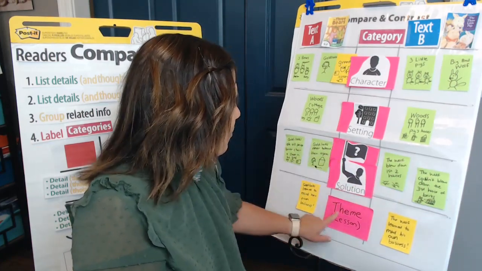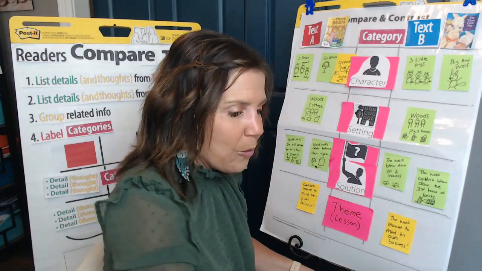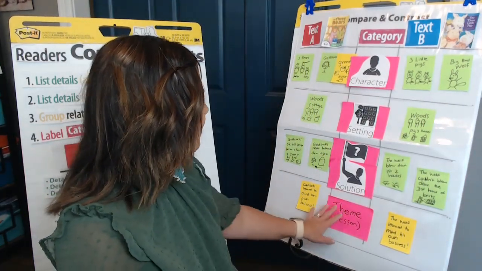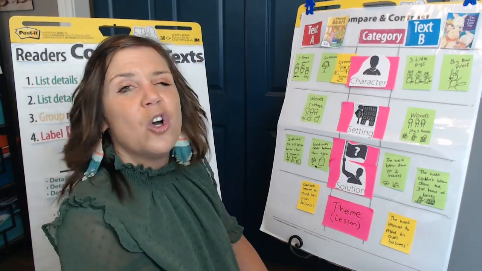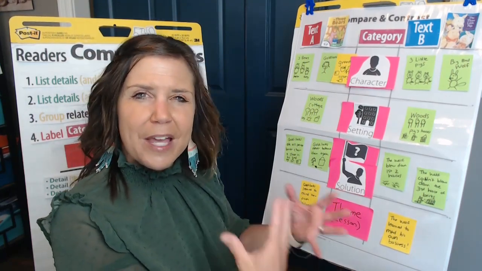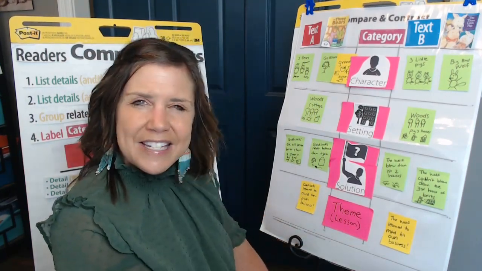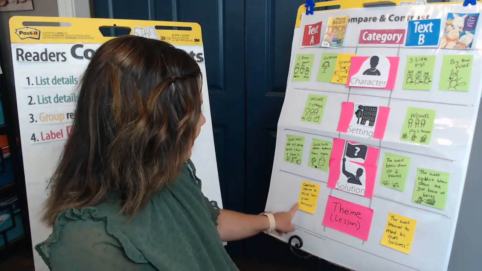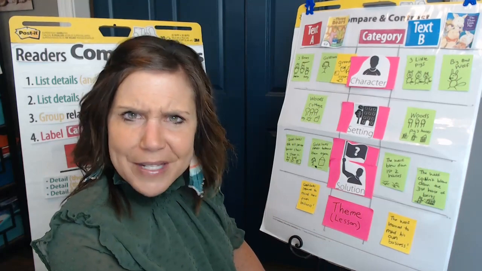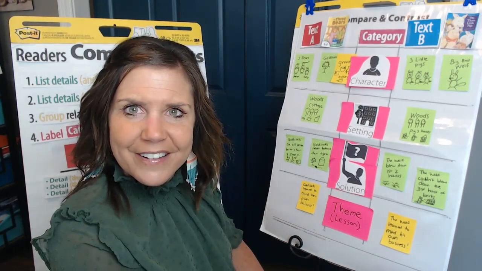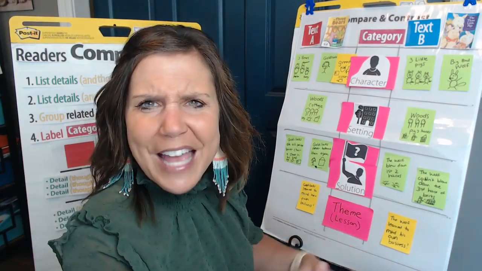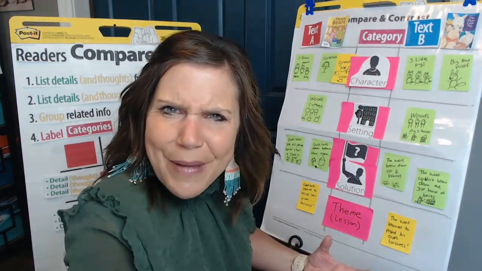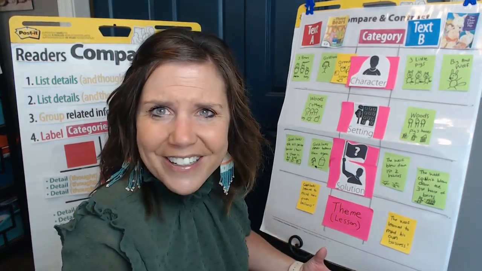Let's do one more. Let's do the theme or the lesson that you can learn. Okay. So think about the theme or the lesson that Goldilocks learns. When they come home and she runs away, what lesson did we talk about that she could learn? Yeah, we talked about to mind your own business, right? Not go into someone else's house and take their things. Mind your own business. Leave people alone, right?